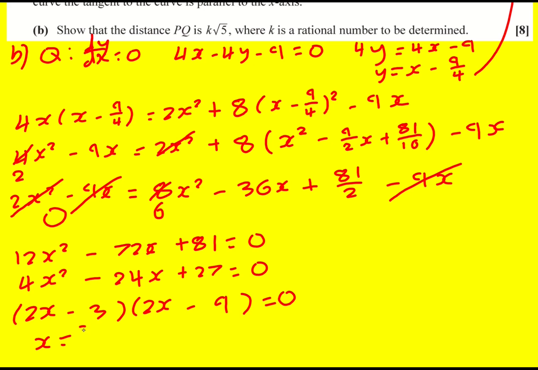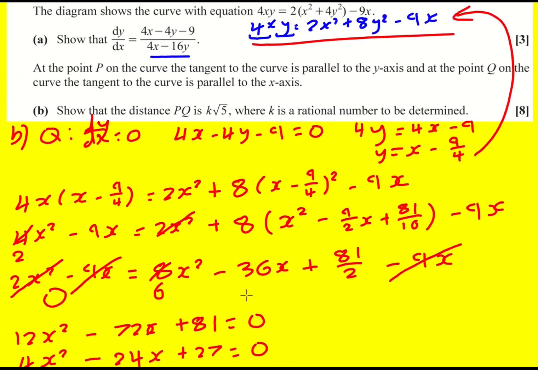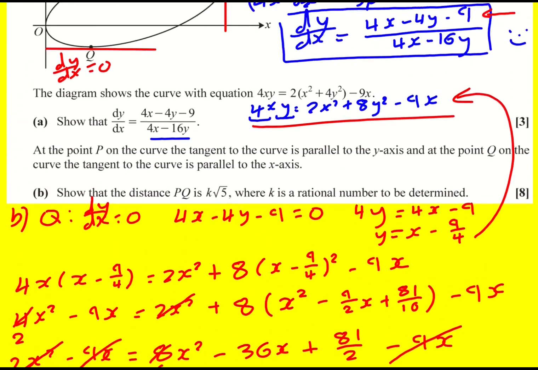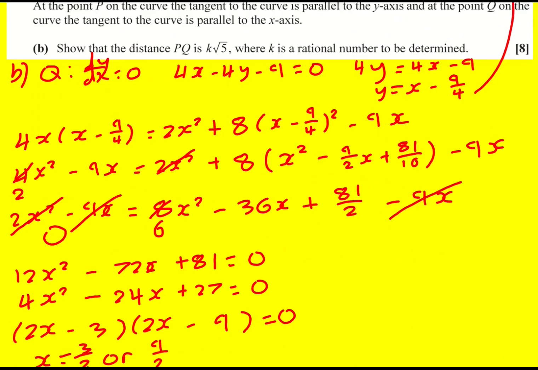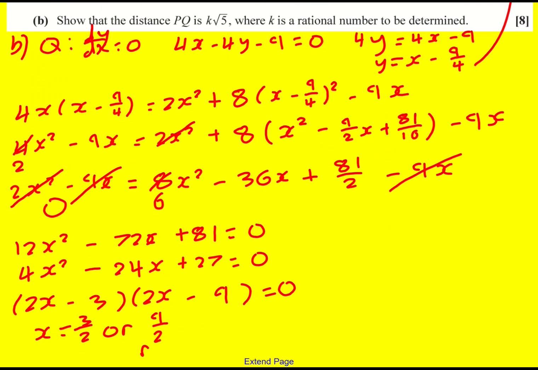So x is going to be 3 over 2 or 9 over 2. There's 2 points where we're going to get this 0 gradient. The other one's going to be up here. It's going to be a larger value of x. So q is the smaller value of x, therefore I'm going to reject the 9 over 2.